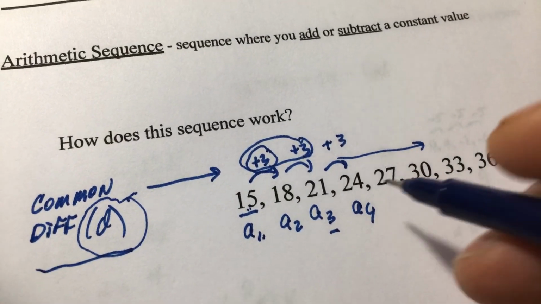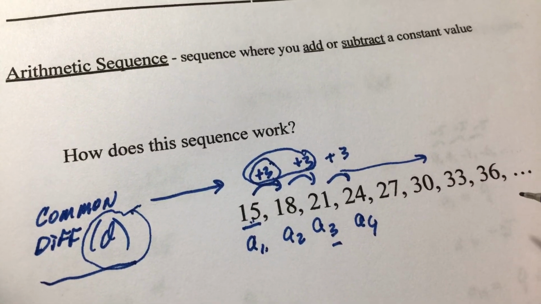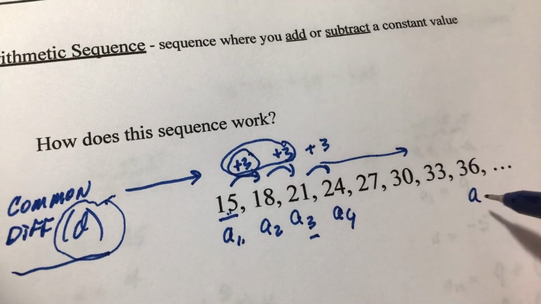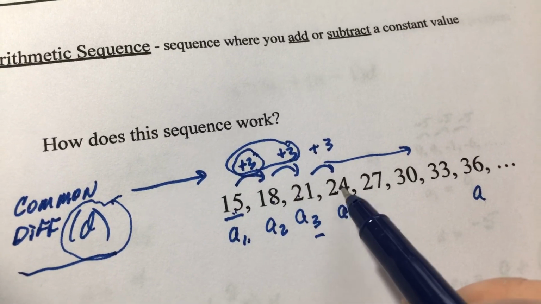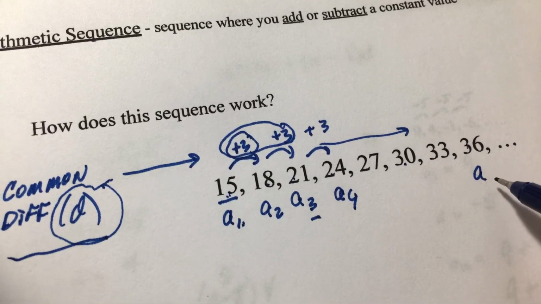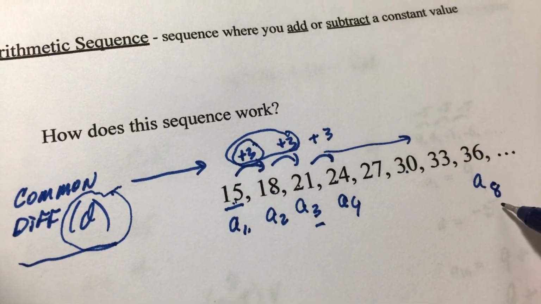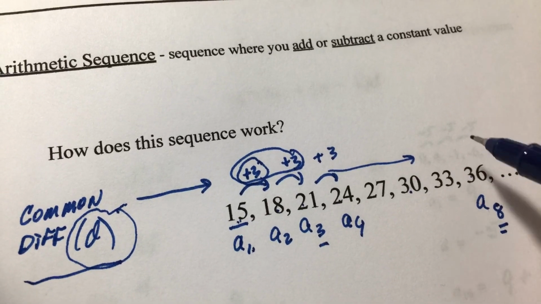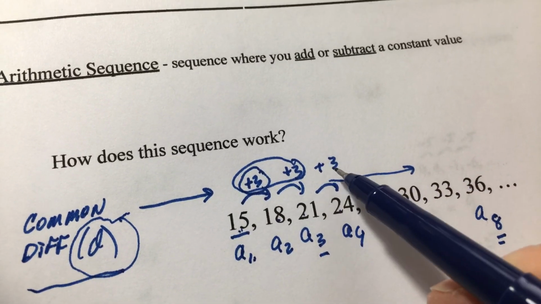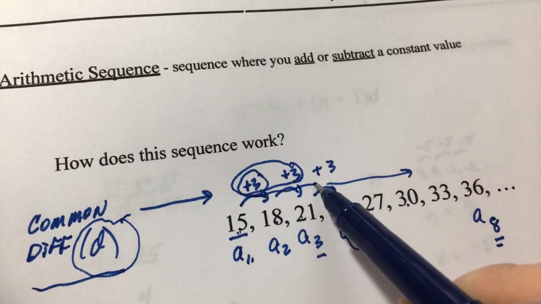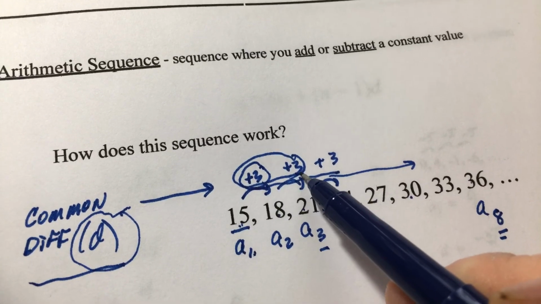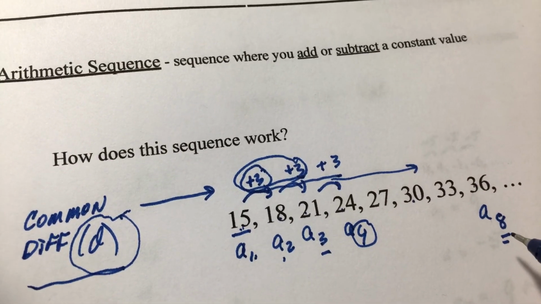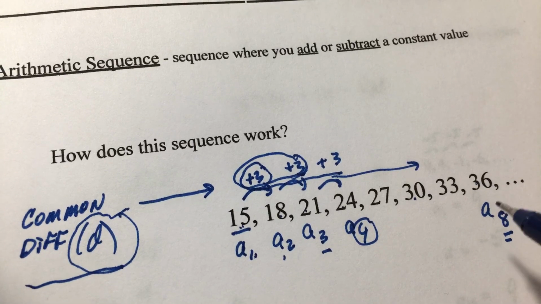So you ought to recognize here now that, let's go out here to the 36. What is that? 1, 2, 3, 4, 5, 6, 7, 8. So this is the 8th number in line. So how many 3's did you add to get there? 7. It's always 1 less. To get to 4, we added 3 of them. To get to 3, we added 2. To get to 2, we added 1. So to get to 8, you would have added 7 3's.